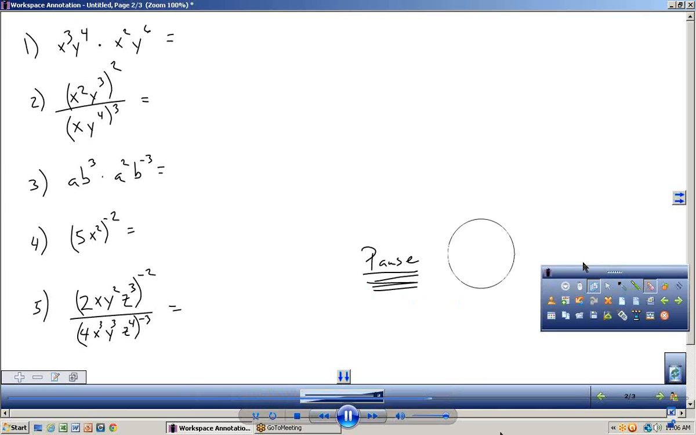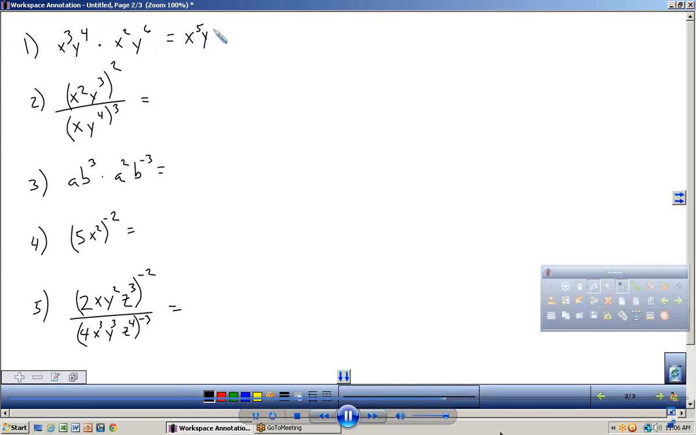Okay, here we go back. We're going to see these answers. Let's see. We're going to use product rule. X cubed times x squared is x to the fifth, and y to the fourth times y sixth is y to the 10th. Okay? This one we're going to have to use a power rule on the top and the bottom, and then use the quotient rule to simplify.